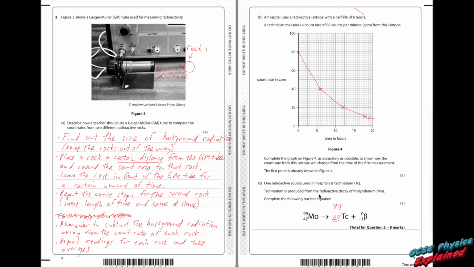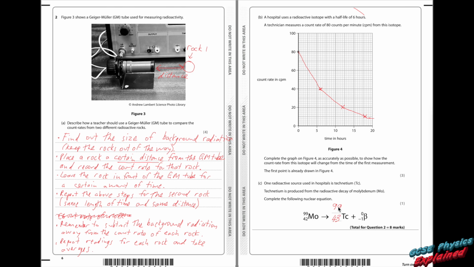Technetium is produced from the radioactive decay of molybdenum. Complete the following nuclear equation. Now, what you've got to remember is whatever this top number is here, when we get to the right-hand side of the arrow, this number here on the top added to this number here on the top has to equal that number you started with.